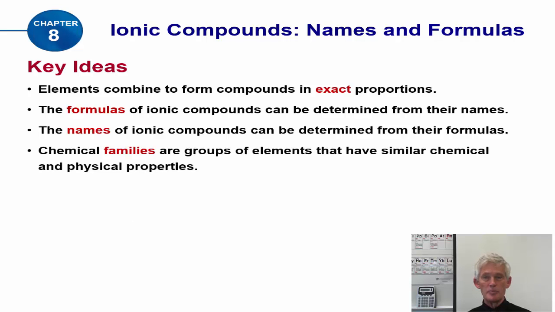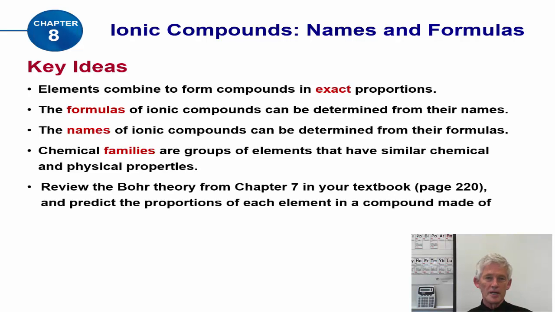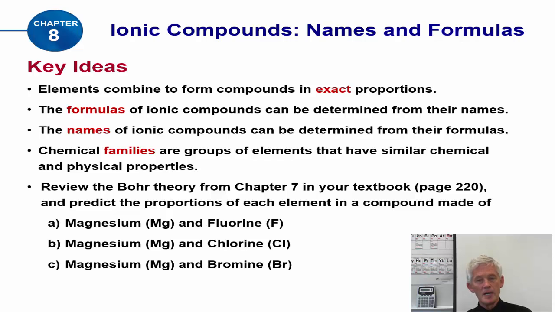Chemical families are groups of elements that have similar chemical and physical properties. You've already met some of these, the halogens, alkali metals, etc. All of the theory in Chapter 8 is actually based on all that stuff in Chapter 7. Remember Bohr, how many electrons you've got in each outer shell, because those numbers of electrons actually determine the chemical characteristics of combining. So if I gave you magnesium and fluorine, magnesium and chlorine, and magnesium and bromine, you should be able to come up with the right proportions of each element just based on their Bohr structures.